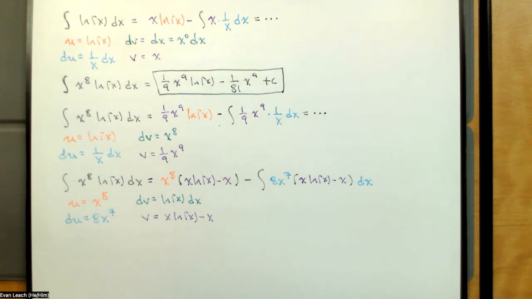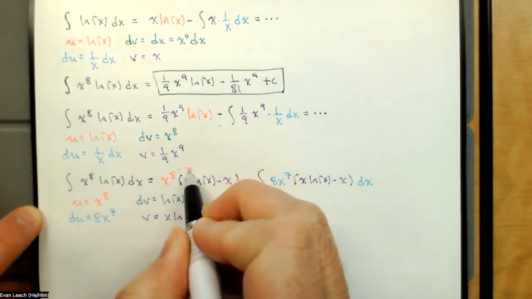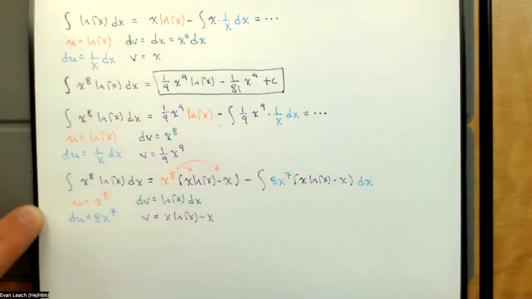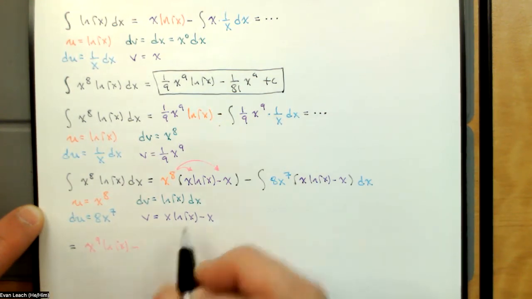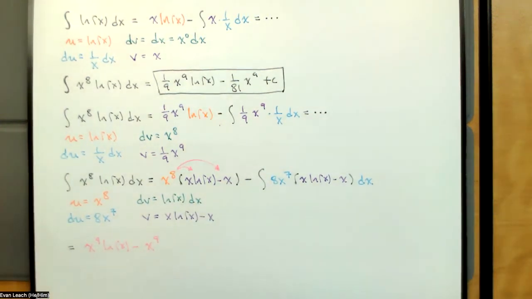First, I want to distribute up here. So from this first one, we're going to get x to the 9th natural log of x minus x to the 9th. Now, in my integral, I'm also going to distribute.